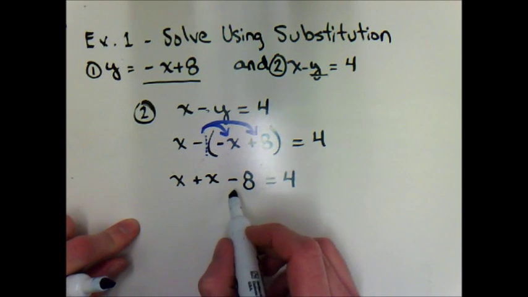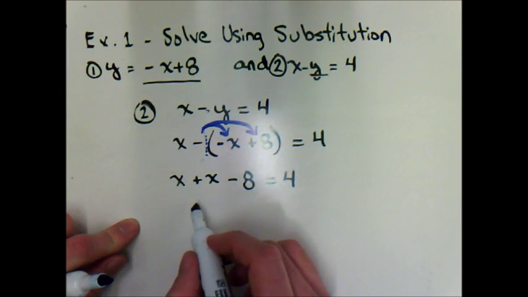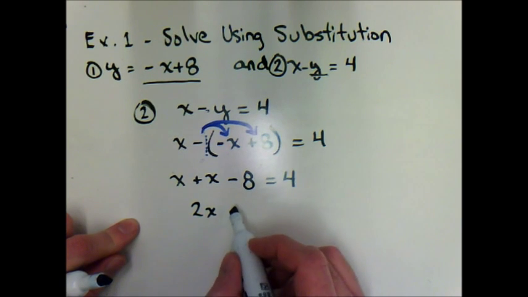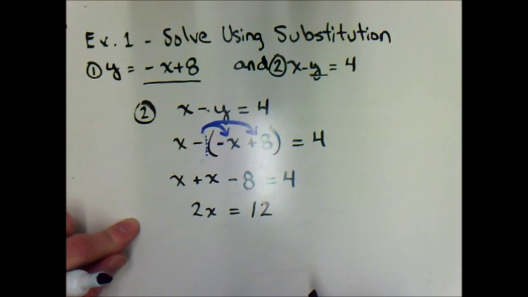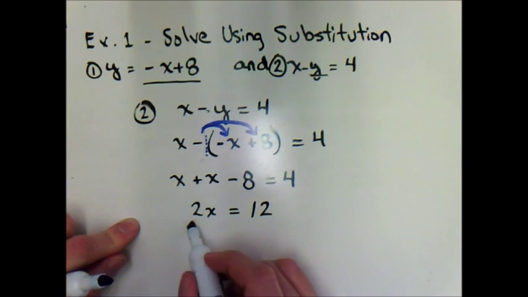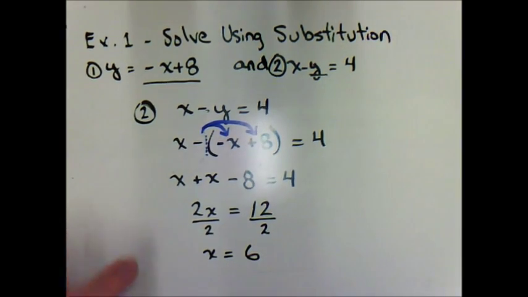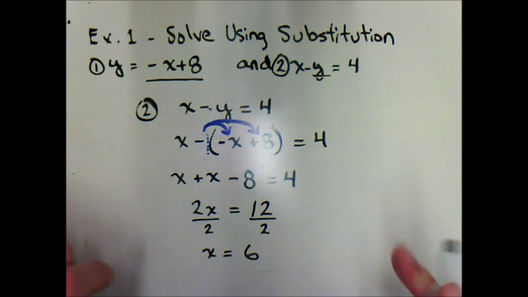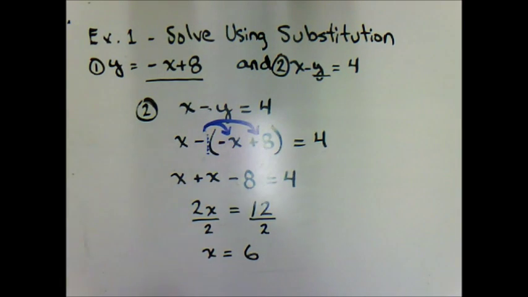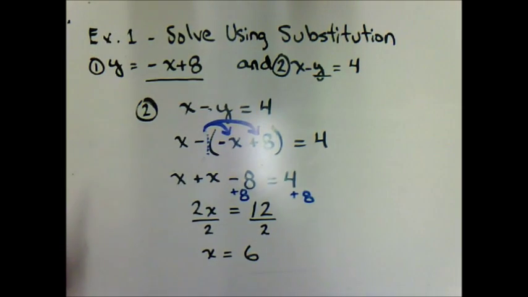Simplify this, and I'm going to move 8 to the other side by adding 8 to both sides, right? So if I put these two x's together, I get 2x. And if I add 8 to both sides, I get 2x equals 12. Now I can divide both sides by 2. And x equals 6 at the point of intersection. So I added 8 to this side, and I added 8 to this side.